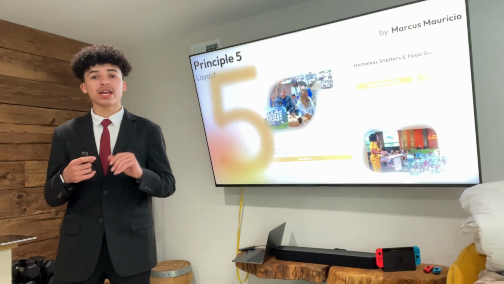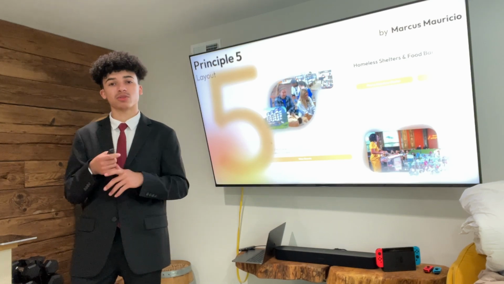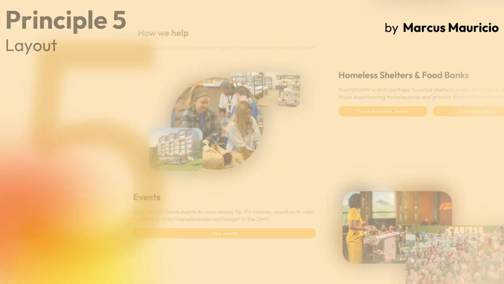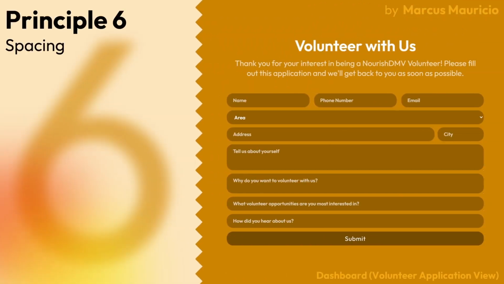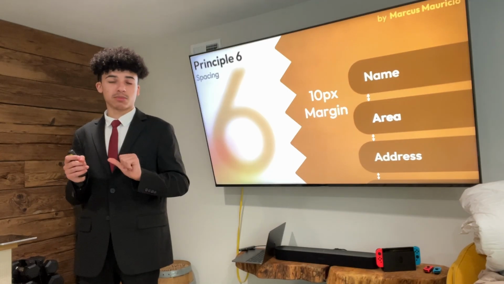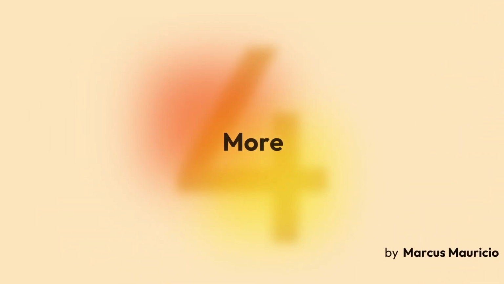Layout. Looking at the home page, sections are spaced so that each section takes up almost the entire browser window. This gives elements breathing room, reducing clutter and improving readability. Spacing. Mostly all elements on all pages are spaced at least 10 pixels apart for clarity and readability, further improving the user interface.